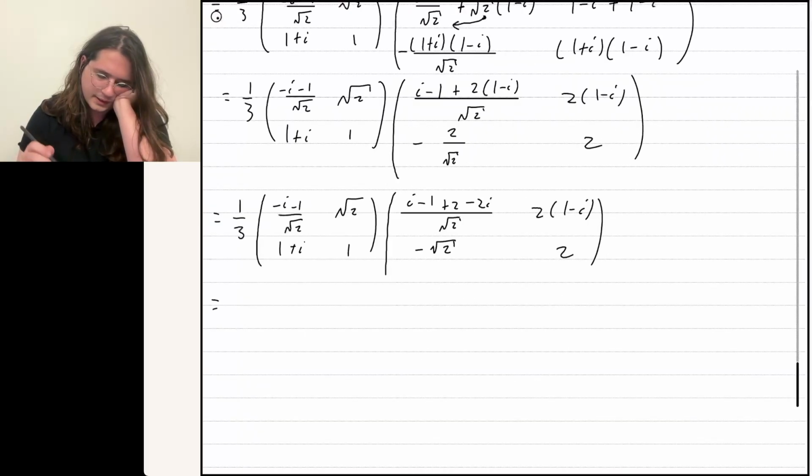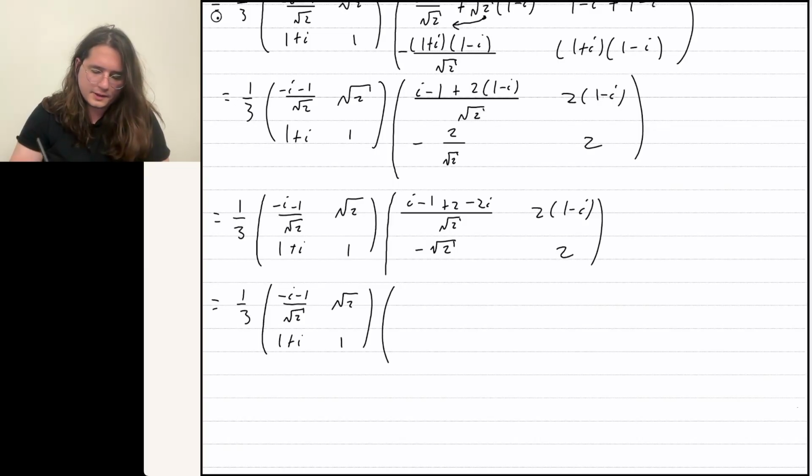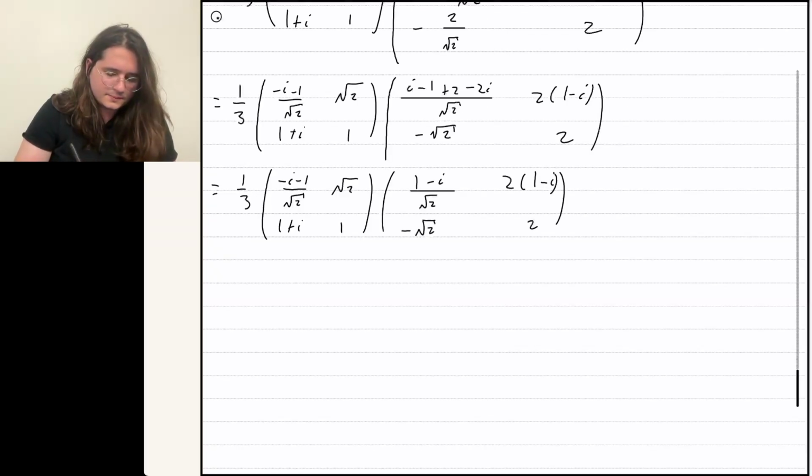And then the final line of simplification on that matrix will be here. 1 plus I, root 2, 1. Just simplifying it one more time, looks like we've got I minus 2I, so minus I, and then minus 1 plus 2, so plus 1. So it is actually just 1 minus I up here, divided by root 2. And then this element is minus root 2. And this is 2 times 1 minus I, and this is 2. Glorious. Now we can do the rest of the multiplication.